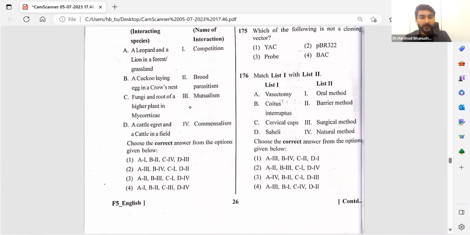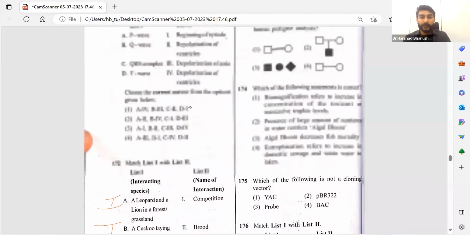A leopard and lion in a forest would be competition, so A would be 1. A cuckoo laying egg in a crow's nest is brood parasitism, so B would be 2. Fungi and root of higher plant would be mutualism, C would be 3. This is straightforward here. And D would be 4. So it's 1, 2, 3, 4, which fits in option number 4. Very easy match.